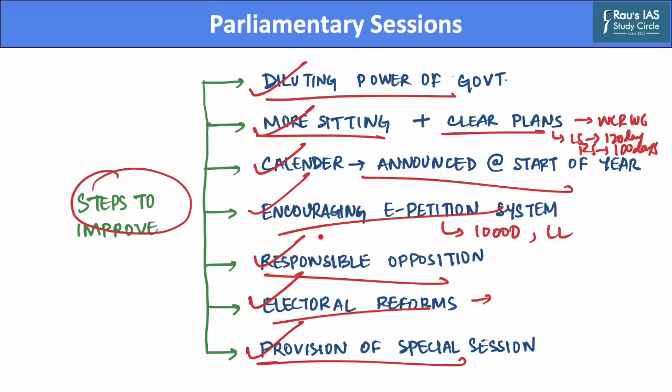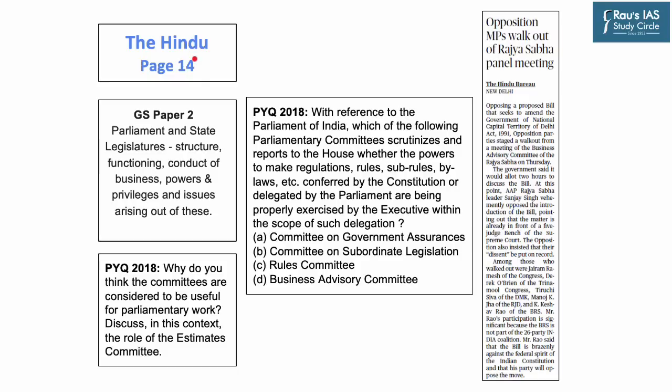This was all for today's discussion on parliamentary sessions. Now moving on to the second article of the day, which appeared on page 14 of today's Hindu newspaper. This article reports that the opposition MPs walked out of a meeting of the Business Advisory Committee of the Rajya Sabha.